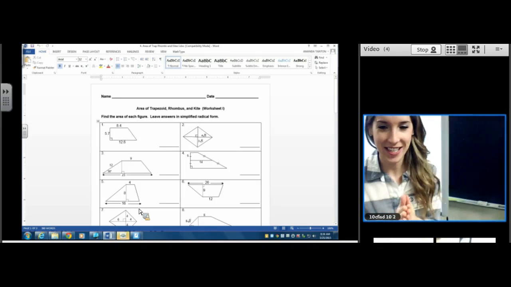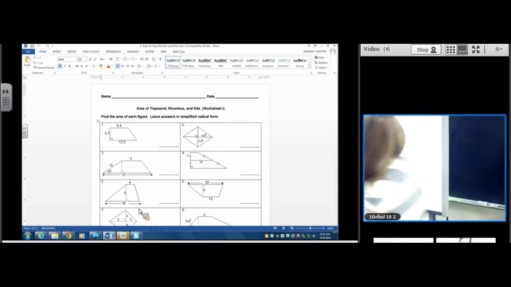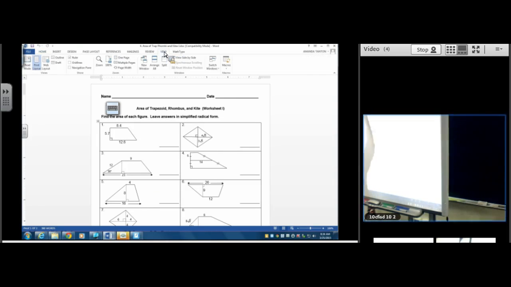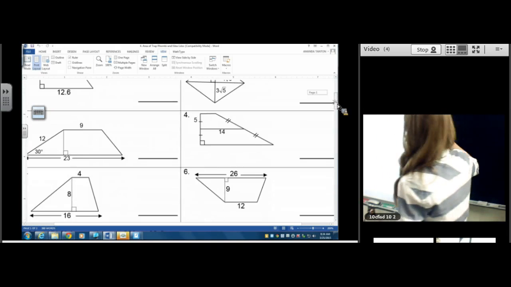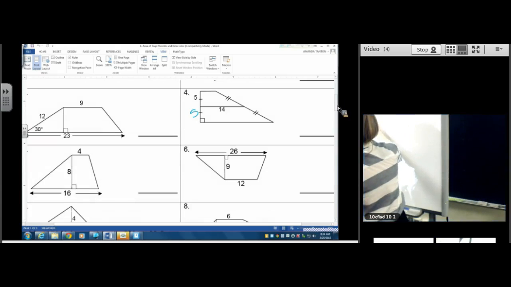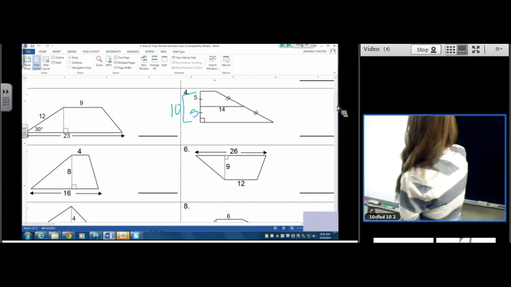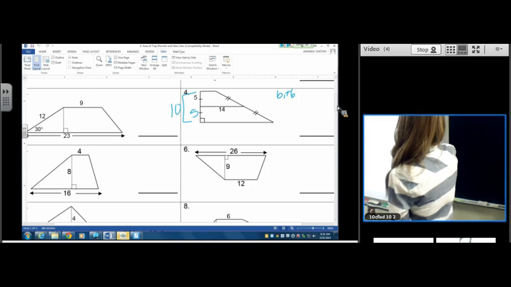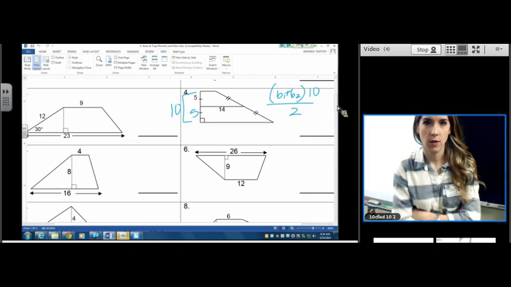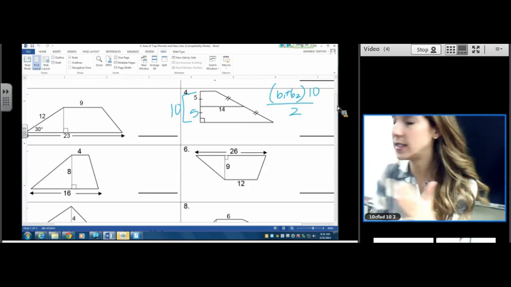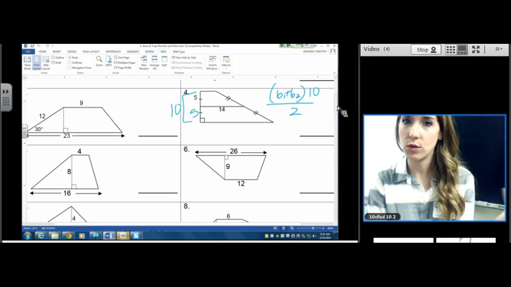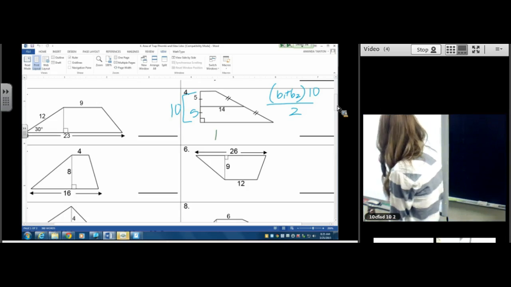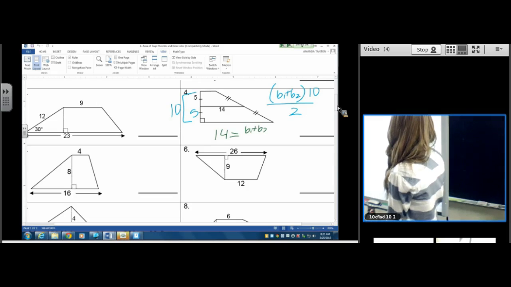Number 4, we had one just like this in the notes. Number 4 gives you the mid-segment, which is a little bit tricky, but since we went over this in the notes, it shouldn't have been as tricky. So on number 4, you know the height, right? The height is 10. The area formula is base 1 plus base 2 times the height divided by 2. Well, from last unit, the mid-segment is base 1 plus base 2 divided by 2. That's what 14 is. It's the average of the bases.